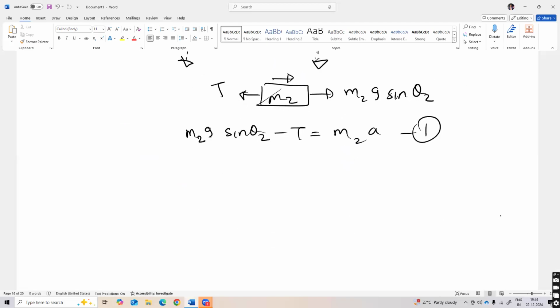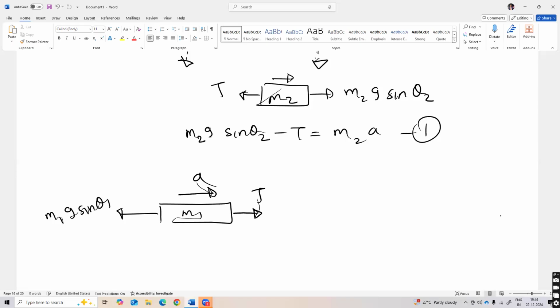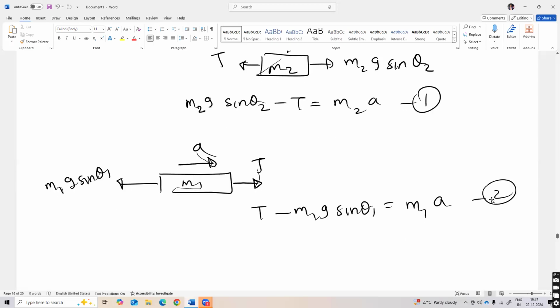Similarly, for the mass 1, it is moving in this direction, acceleration and tension also are in this direction, whereas this component of weight is in the opposite direction, m1 g sine theta 1. So from this we got T minus m1 g sine theta 1 is equal to m1 into a. This is equation number 2. Now if we find T, taking m1 common, we get T is equal to m1 times a plus g sine theta 1. So this is equation 3.